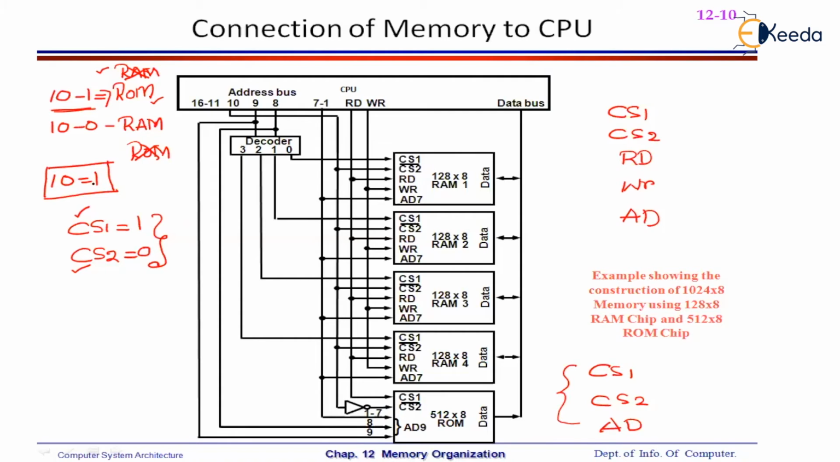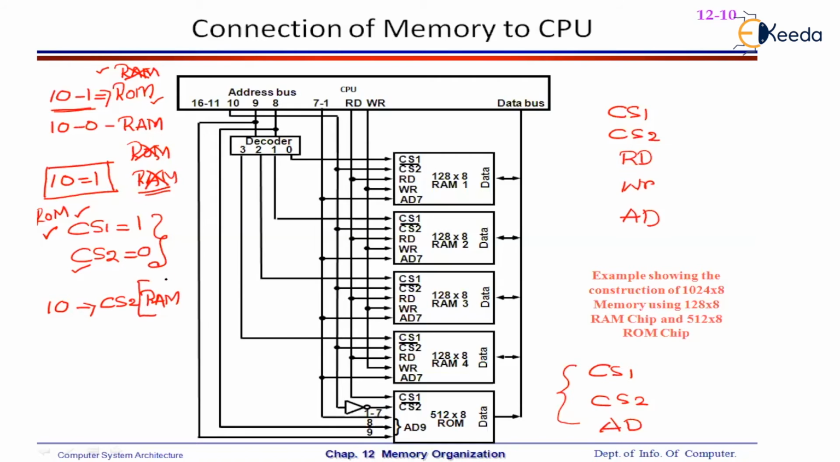Now we need to ensure that all the RAMs must be disabled and ROM should get enabled. So first we will ensure that RAM will get disabled. In order to disable the RAM whenever the 10th digit is equal to 1, I will take the 10th digit and connect it to CS2 of all the RAM chips. I will write it here: the 10th digit will get connected to all the CS2 of RAM.